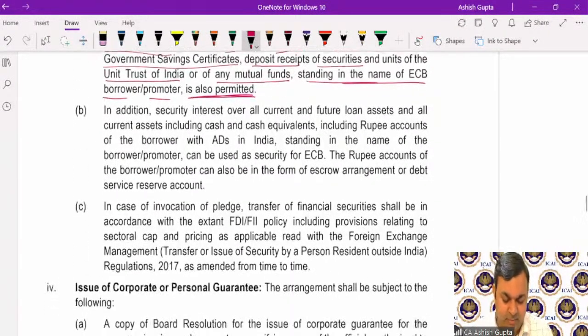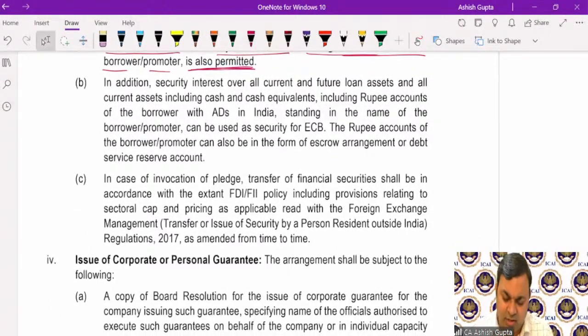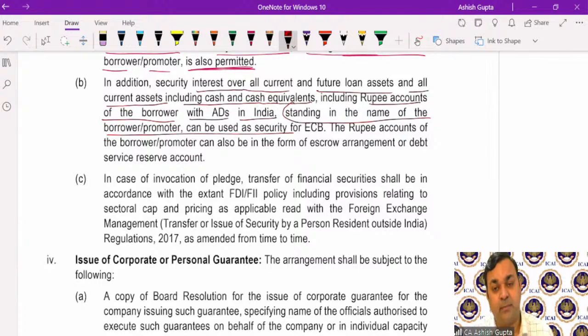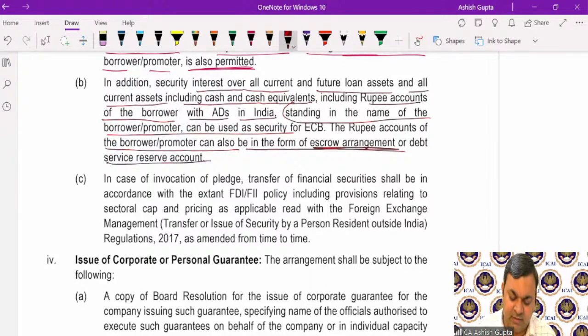Pledge is permitted. In addition, security interest over all current and future loan assets and all current assets, including cash and cash equivalents, including the rupee account of the borrower with an authorized dealer in India, standing in the name of the borrower or promoter, can be used as security for ECB. The rupee account of the borrower or promoter can also be in the form of an escrow, management or debt service reserve account.